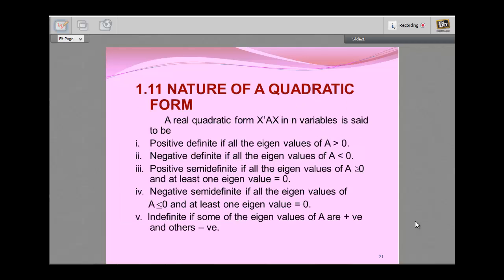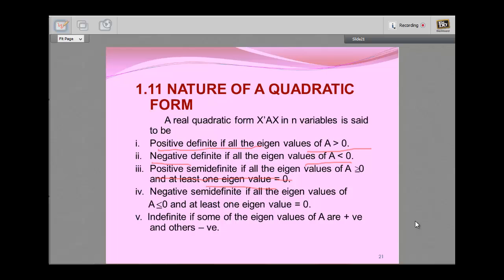So let's see the nature of the quadratic form. There are 3 types of natures. The first is called positive definite. Positive definite means if all the eigenvalues are positive, then we say that it is positive definite. Similarly, if all the eigenvalues are negative, then we say that it is negative definite. Positive semi-definite is if all the eigenvalues are non-negative and at least one eigenvalue is 0.